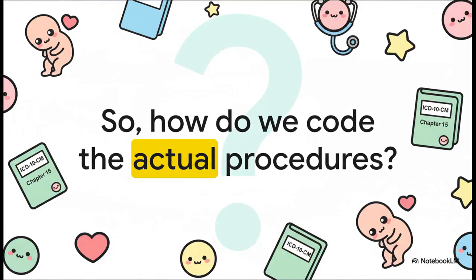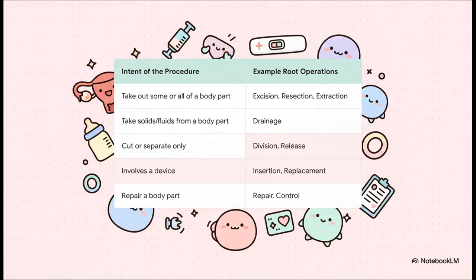ICD-10-PCS. Right, so how do we code what was actually done? We use something called ICD-10-PCS, which stands for Procedure Coding System. It's used for coding procedures when a patient is in the hospital. And the whole logic behind PCS is to capture the specific goal of the procedure. In other words, you have to ask, what was the surgeon trying to accomplish? The key to cracking PCS is to forget about the name of the procedure for a second and just focus on one thing, the intent.